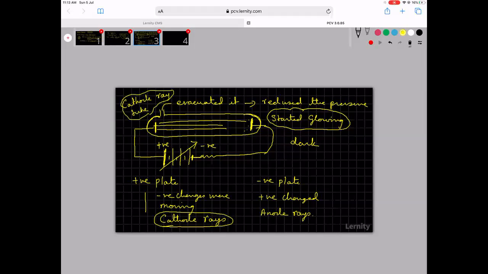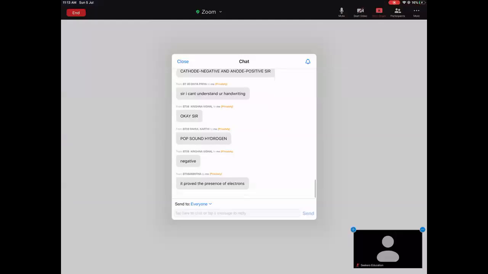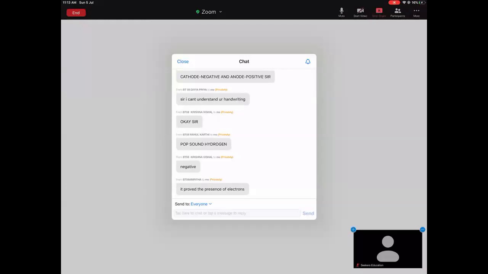Cathode ray tube. Because people saw some nice colors coming up, a lot of people were interested and they did this experiment. Okay, are we clear about this? Yes, it proved the presence of electron. You are right. Pop sound, right.